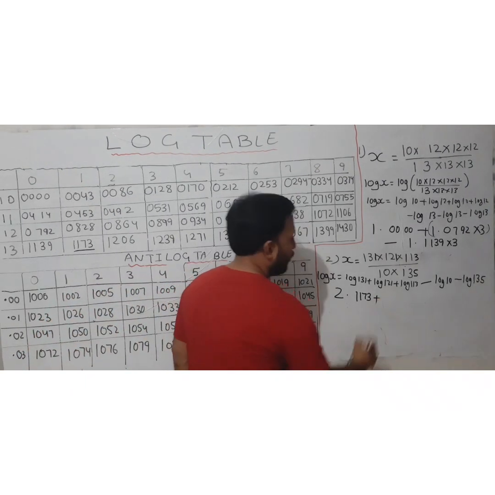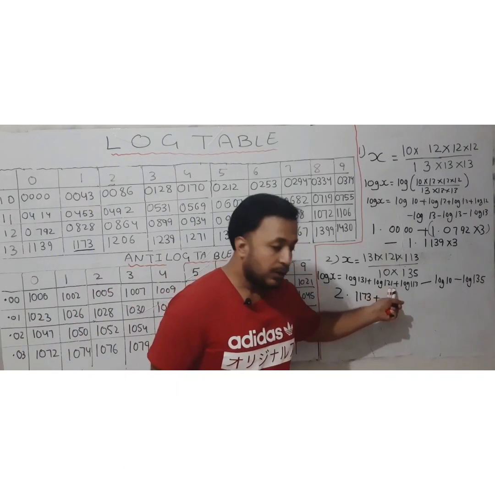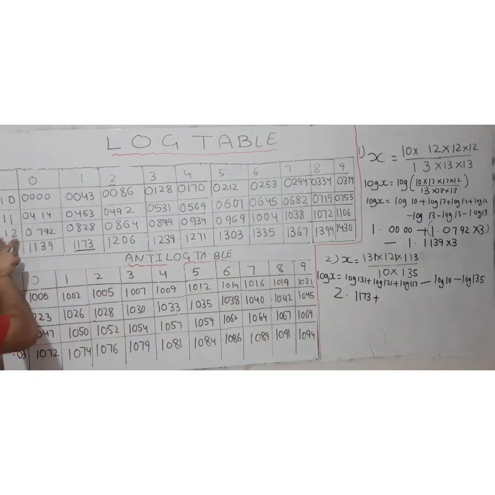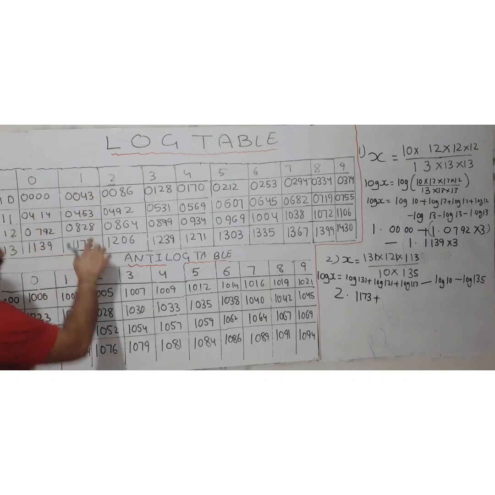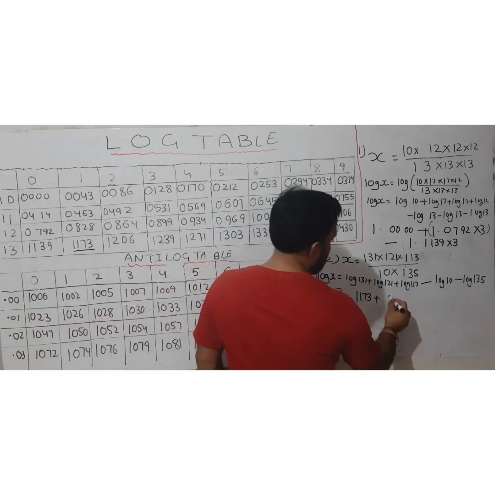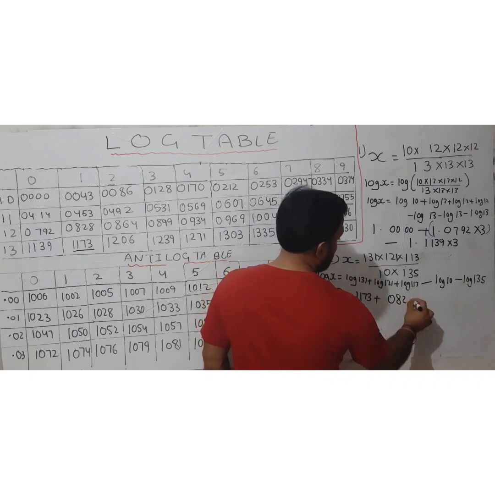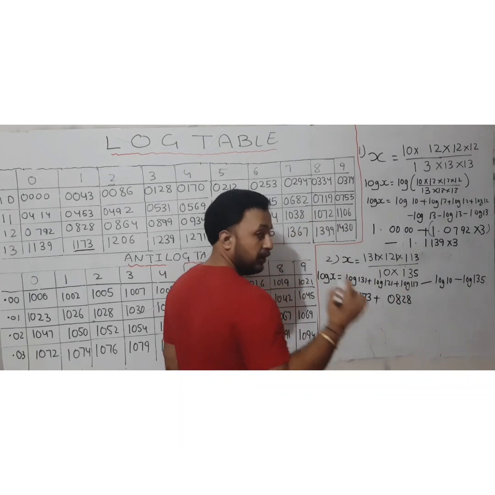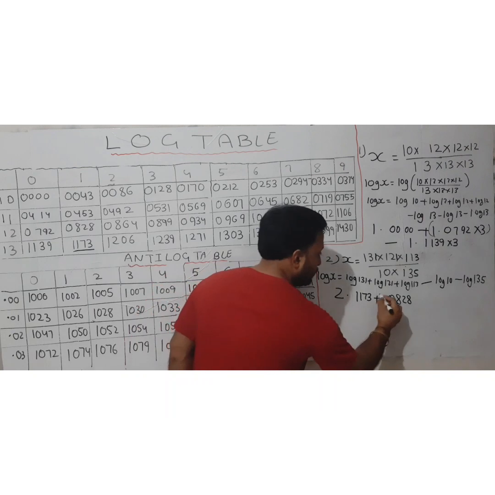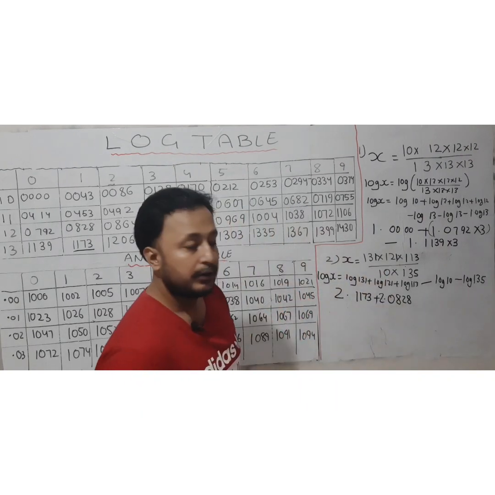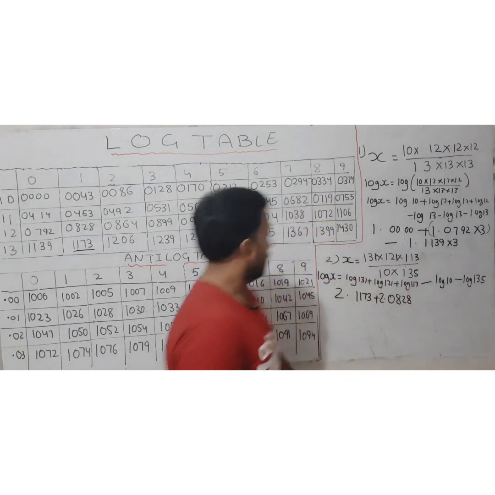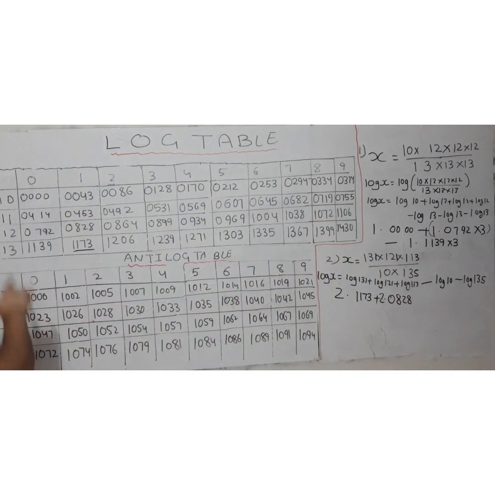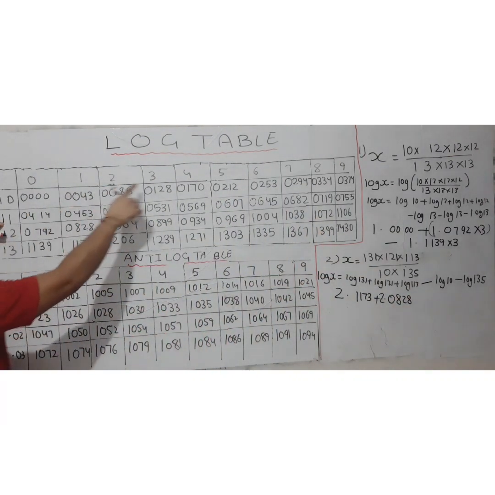Okay, one more example, log 121. So the first 2 digits are 12, and in 1, you have to see log 121 means log 12 in 1, that is 0828. So you will be writing 0828, 3 digits are there, 3 minus 1 is 2, it becomes 2.0828.